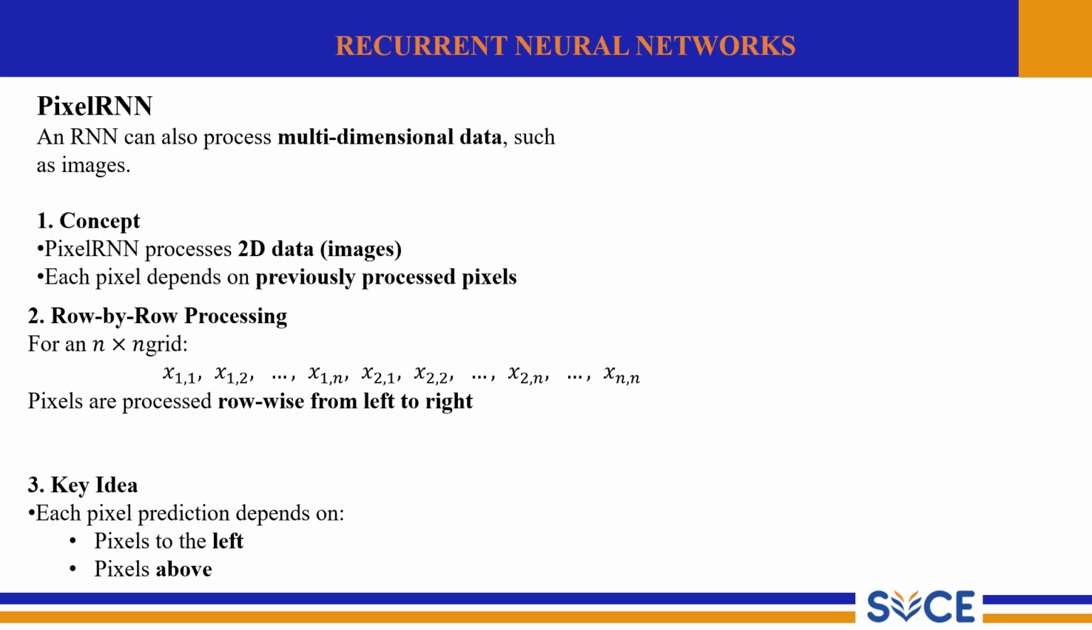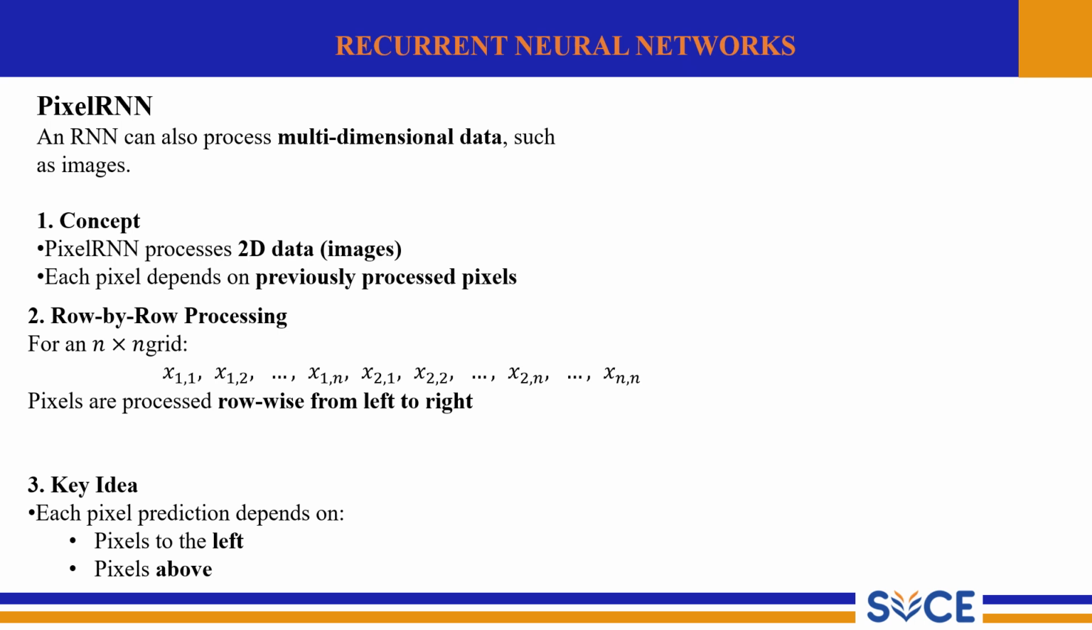For example, if the model is generating a face, earlier pixels might define the shape of the head. Later pixels then refine details like eyes, nose and texture. This progressive construction allows the model to maintain spatial coherence across the image.